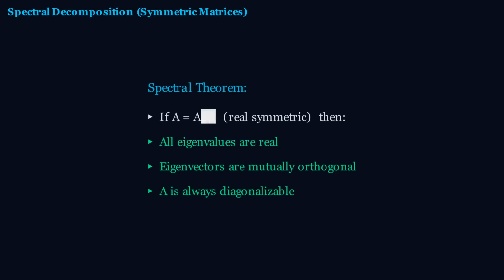The spectral theorem applies to real symmetric matrices, matrices where A equals A transpose. Every real symmetric matrix has all real eigenvalues, and a complete set of mutually orthogonal eigenvectors. This is guaranteed by the spectral theorem, one of the most powerful results in linear algebra.